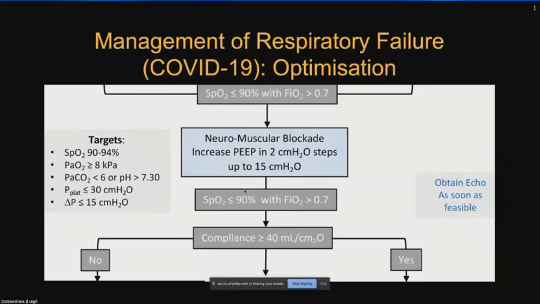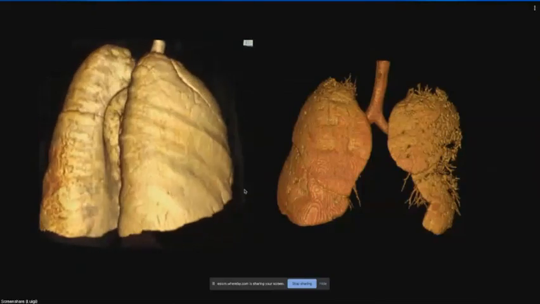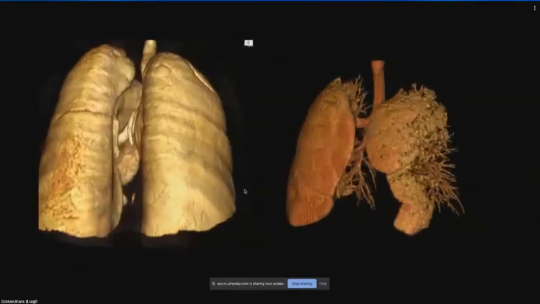But we don't go higher than 15 of peak pressure, because clearly we don't know at this stage the phenotype, and we want to characterize the phenotype before we can optimize the ventilation. So once we increase the PEEP up to a certain level, then we look at the compliance, whether it is less than 40 or greater than 40. And this is because of these two pictures. On the left, you can see a patient with a full lung, completely normal, and the other one you can see with a small lung volume.